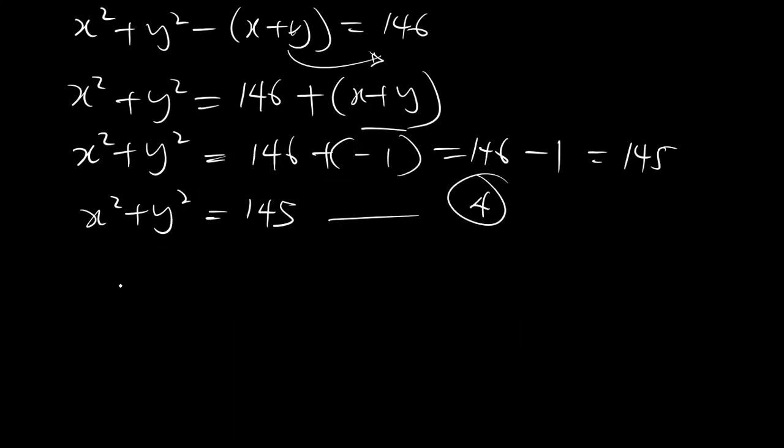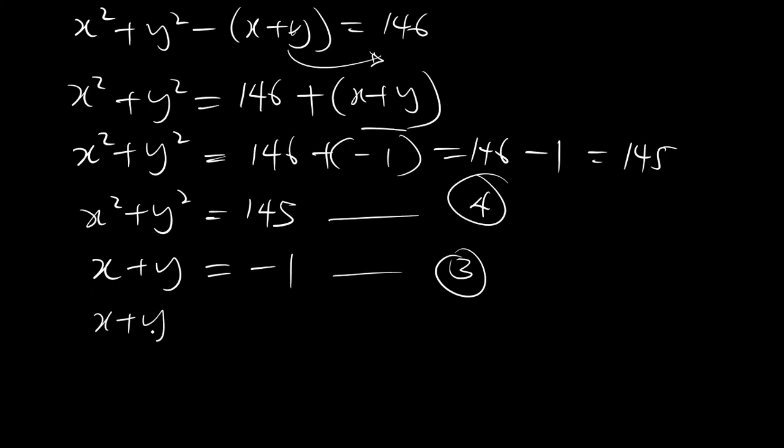Now, since we have gotten equation 4 and equation 3, we know that x plus y is equal to minus 1, which is equation 3. Now, squaring both sides of equation 3, you have x plus y all squared equal to minus 1 squared. So this x plus y squared is the same thing.